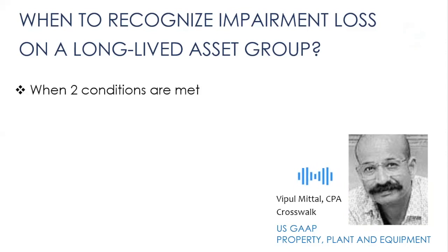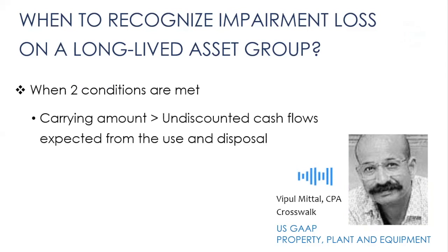You recognize impairment loss when two conditions are met. What are those two conditions? First, carrying amount is more than undiscounted cash flows that are expected from the use and disposal of the asset group. So carrying amount of the asset group is more than undiscounted cash flows that are expected from the use and disposals, that is sale of the asset group.